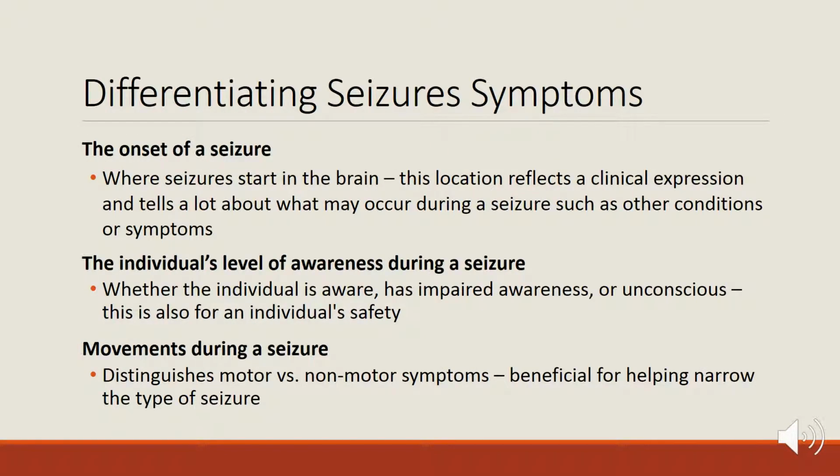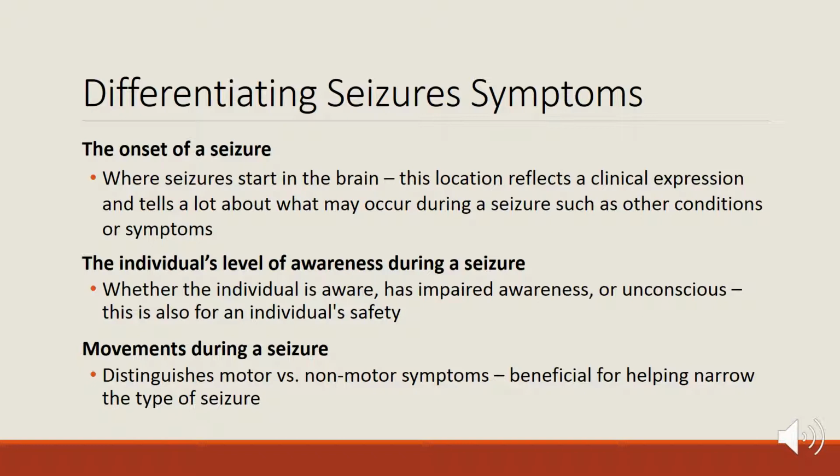How do we differentiate seizure symptoms? There's 3 important things to remember. The onset of the seizure. This is where the seizure starts in the brain. The location often reflects the clinical expression. This can tell a lot about what may occur during a seizure, such as other conditions or symptoms.